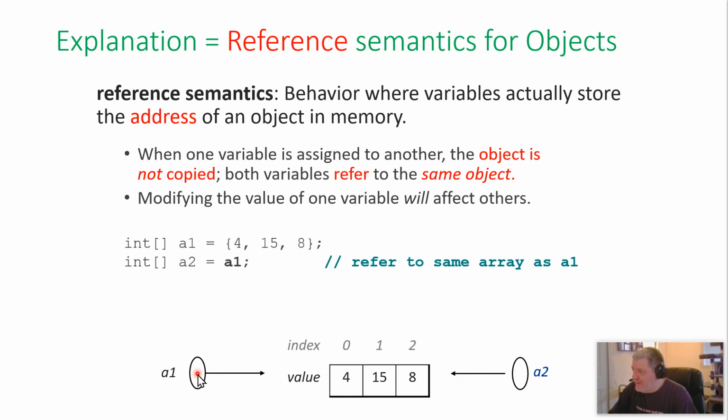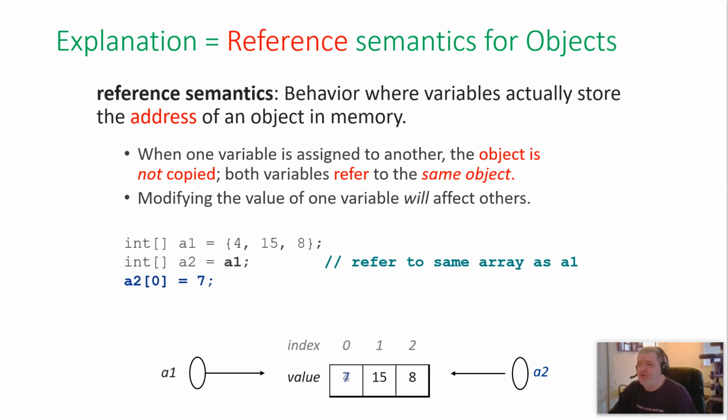So that reference that tells us where to find this array object is going to be copied inside of A2. All right, so both A1 and A2, as you can see with those arrows here, now point to the same object of class array of int. Okay, so going back here to the next slide now.